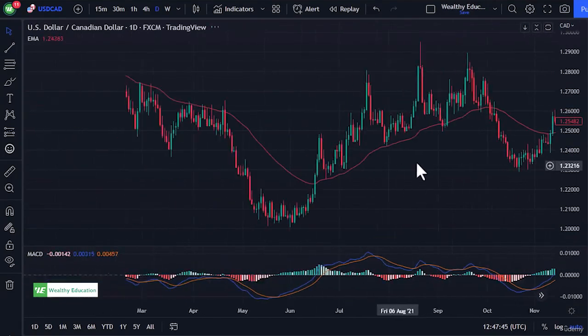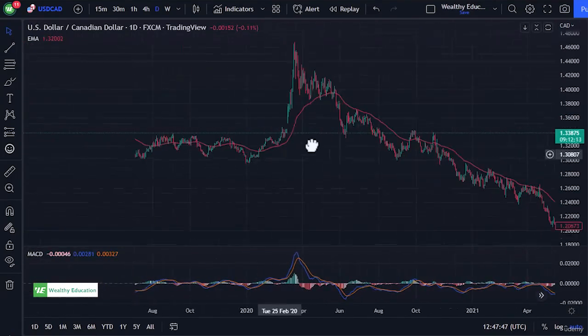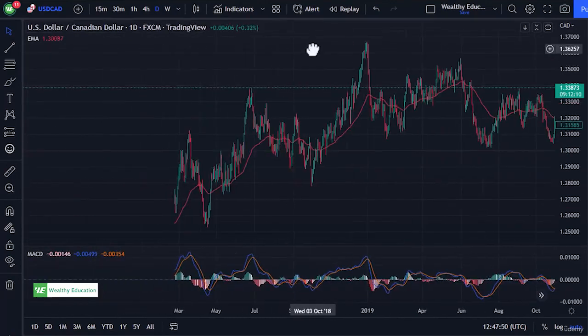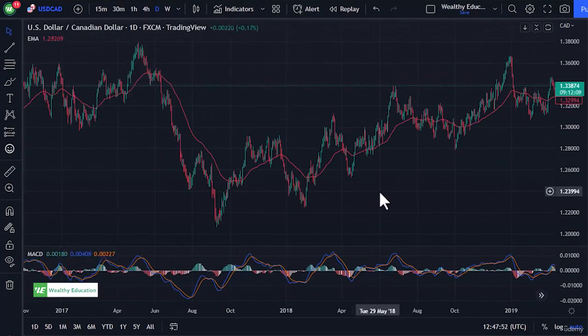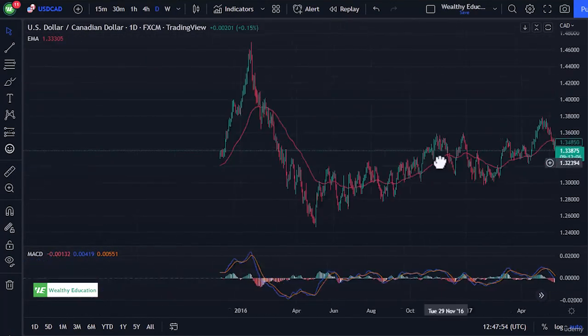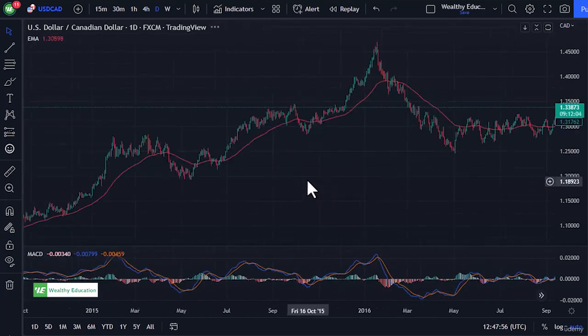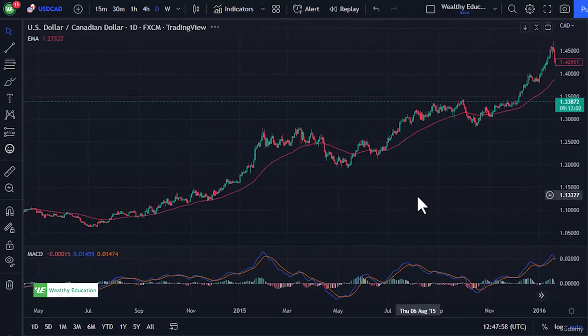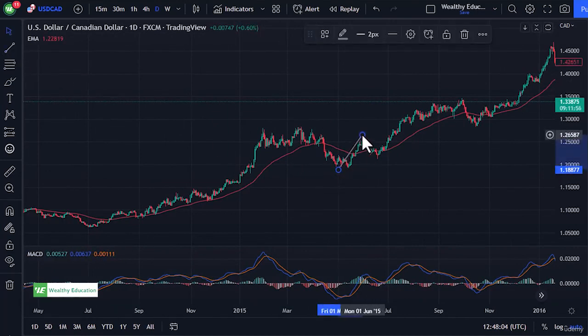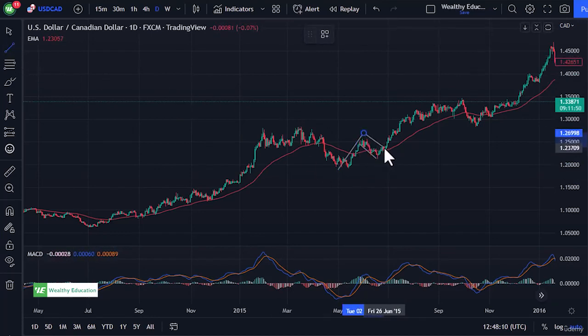Dollar Canadian dollar. Very choppy range bound market most of the time, but this pattern appears here as well. This is borderline not being a flag. And the reason I say that is you don't want the flag to be too long. That's the same thing with the pennant. You don't want the flag to be as long as the pole. Let's put it that way.